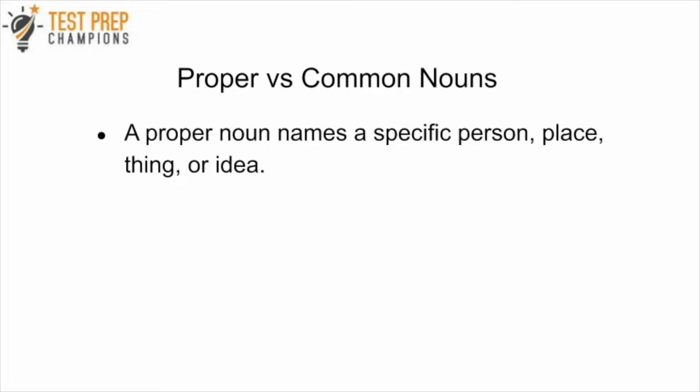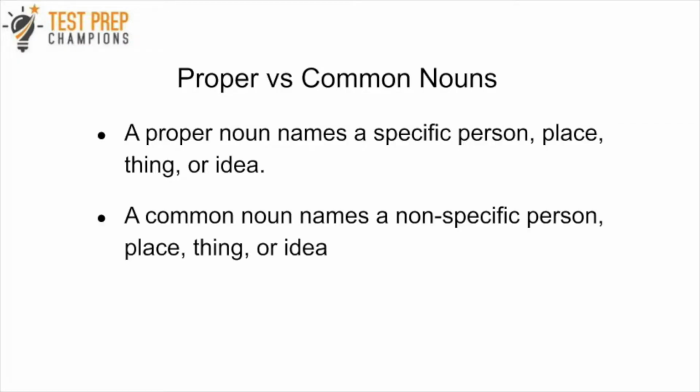Now let's distinguish between proper and common nouns. A proper noun names a specific person, place, thing, or idea. A common noun names a non-specific person, place, thing, or idea. A quick way to tell the difference is to look at the capitalization of the first letter of the word. A proper noun is always going to be capitalized, but a common noun is not typically capitalized unless it's the first word in a new sentence or it's part of a title.